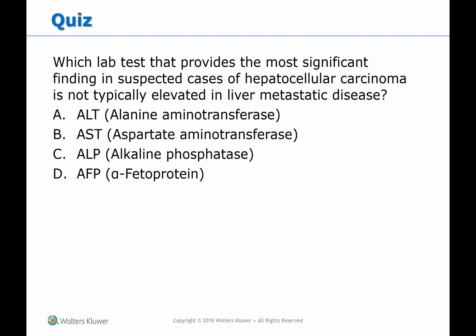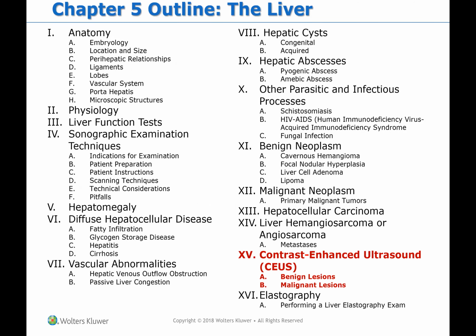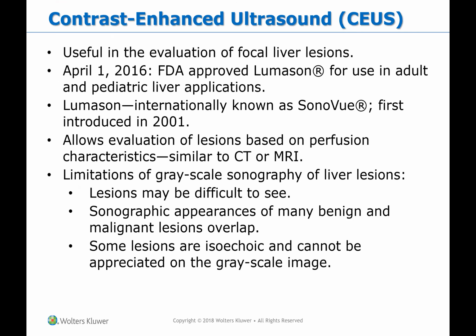Which lab test that provides the most significant finding in suspected cases of hepatocellular carcinoma is not typically elevated in metastatic disease? Like we said, AFP is not. I'm going to quickly touch on this and then we'll be done.